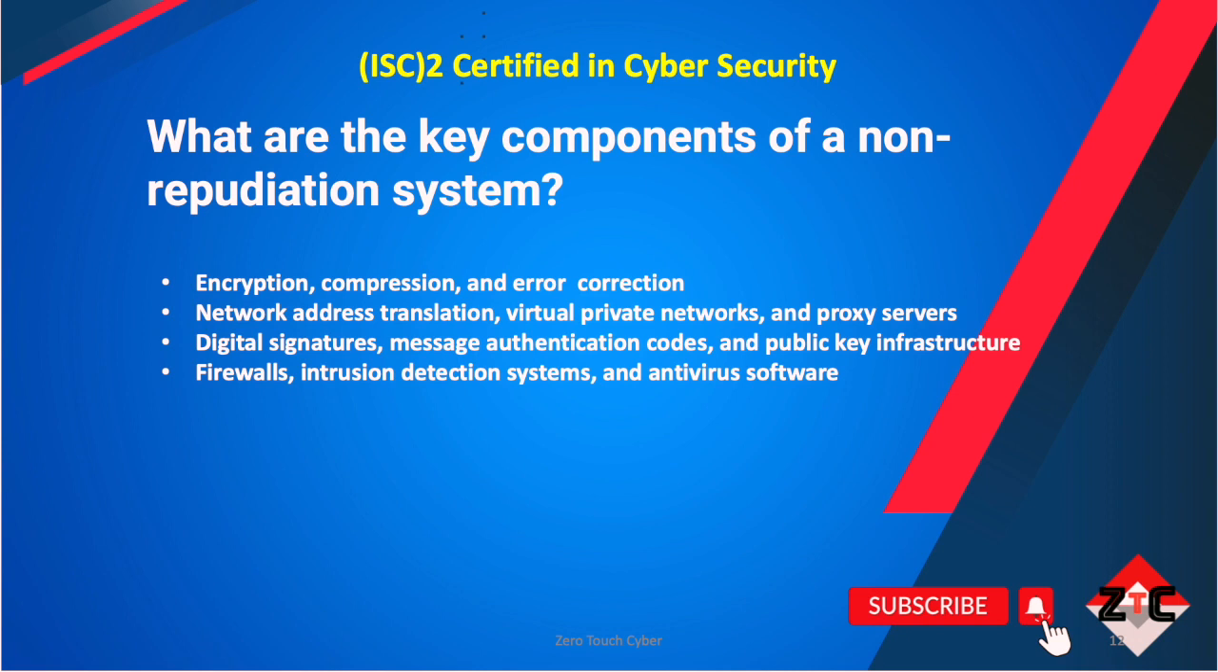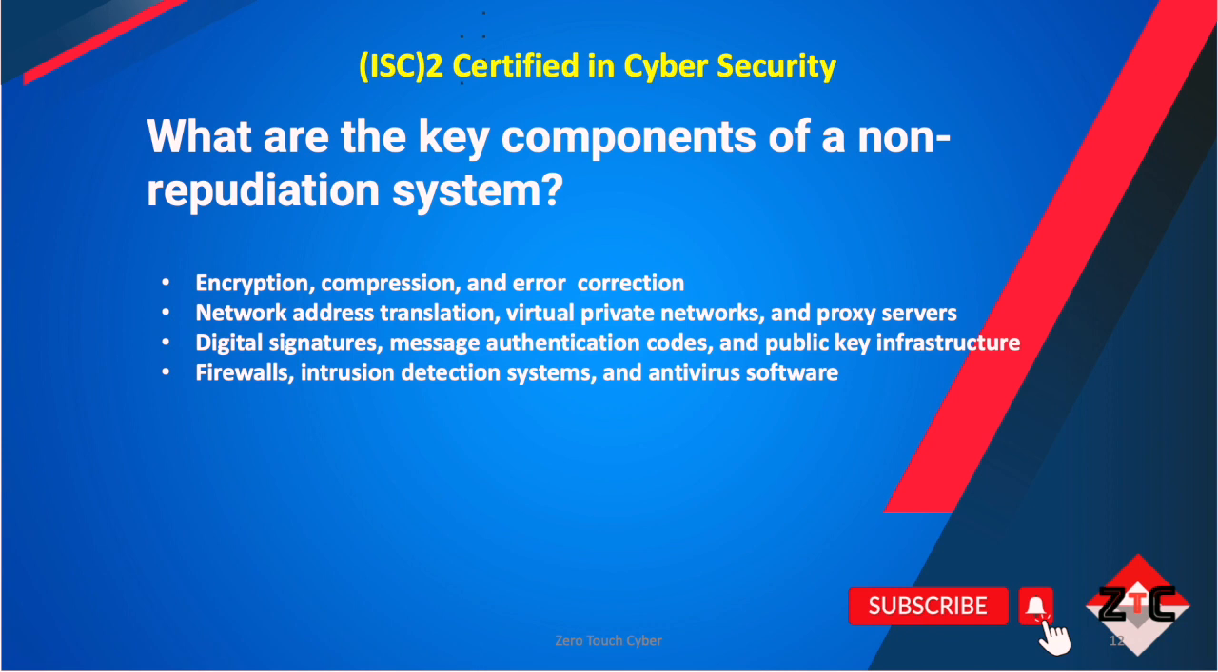What are the key components of a non-repudiation system? The options given are encryption, compression and error correction. The second option is network address translation, virtual private networks and proxy servers. The third option is digital signatures, message authentication codes and public key infrastructure. The fourth option is firewalls, intrusion detection systems and antivirus software.